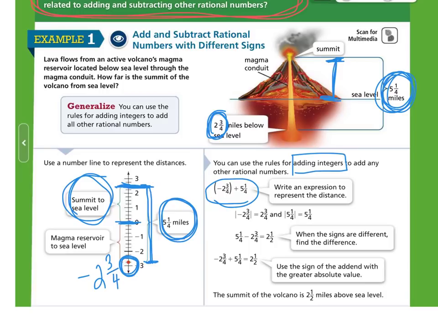So a negative 2 3/4 plus 5 1/4 is a difference of 2 1/2. Remember that this is going to be a positive difference here. Okay, and it's positive because you have more positive value than you have negative value. So we know that the summit of the volcano is 2.5 miles above sea level.